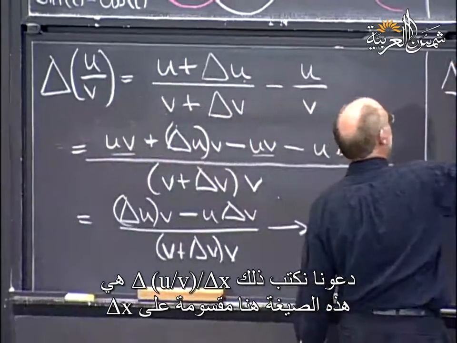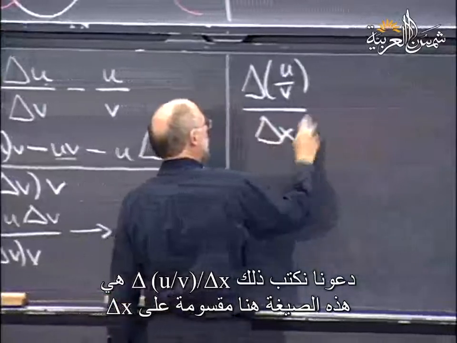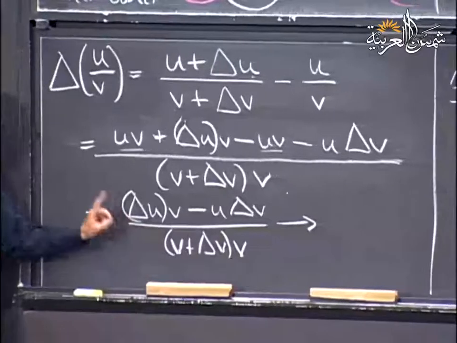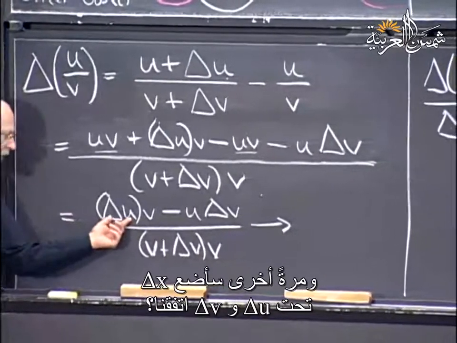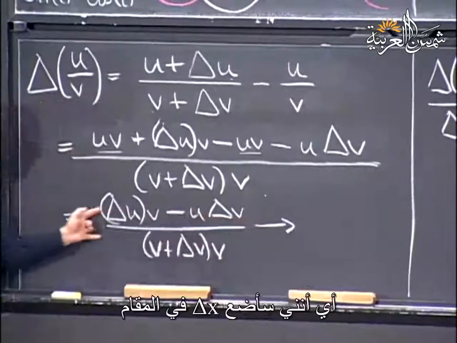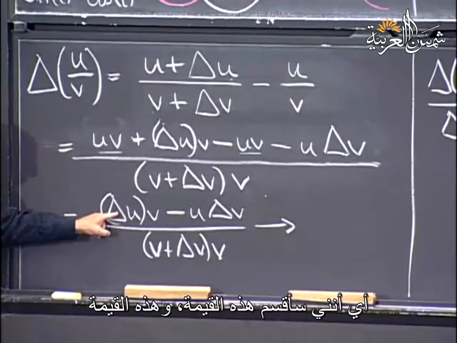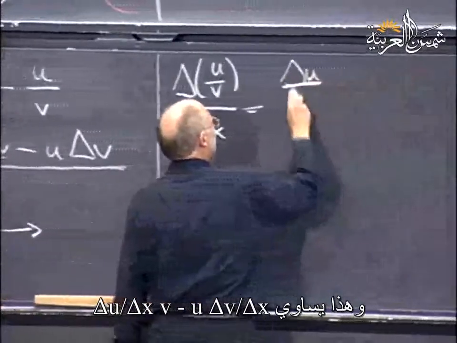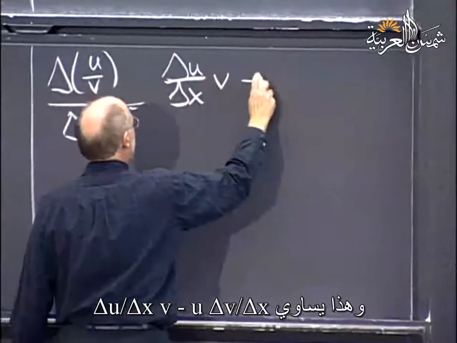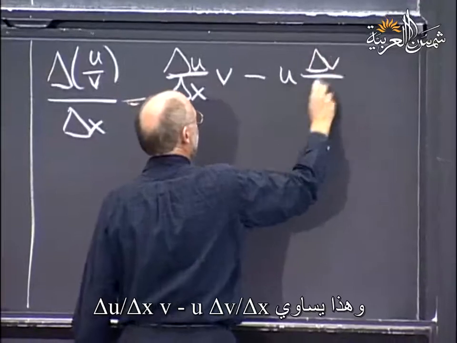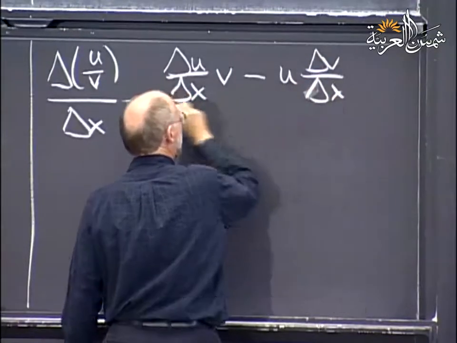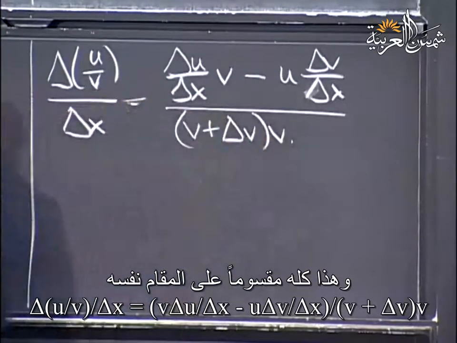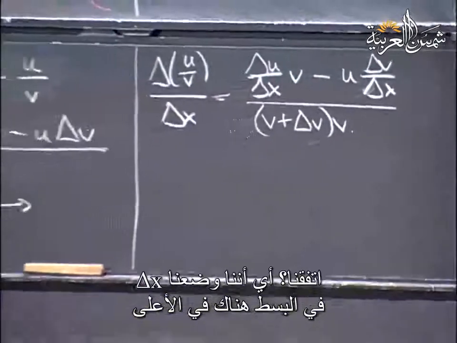Delta of u over v divided by delta x is this formula here divided by delta x. And again, I'm going to put the delta x under these delta u and delta v, okay? I'm going to put delta x in the denominator, but I can think of that as dividing into this factor and this factor. So this is delta u over delta x times v minus u times delta v over delta x, and all that is divided by the same denominator, v plus delta v times v. Right? Put the delta x up in the numerator there.